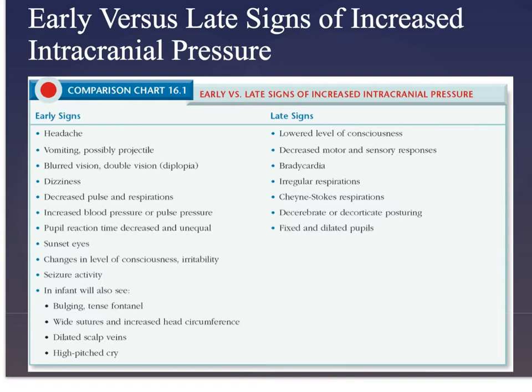Those late signs, which hopefully we don't get to, but some kids will go from no signs to the late signs, depending on how fast the issue is causing the increased intracranial pressure to occur. The bradycardia, the Cheyne-Stokes, the positioning of decerebrate and decorticate, fixed dilated pupils, lowered level of consciousness. Okay? If you don't know these, you should know these, because these are huge when we're doing our neurological assessments.